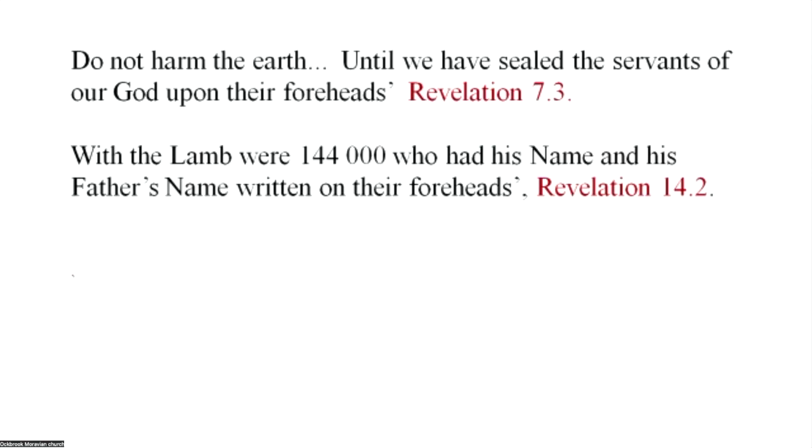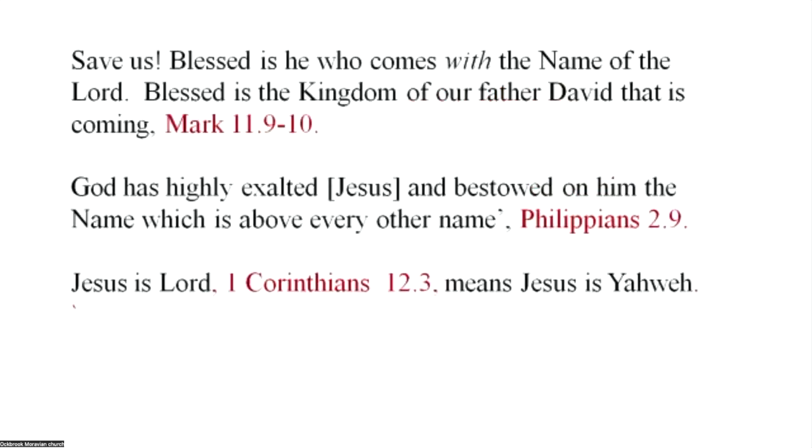Do you remember the story of the Passover and marking a sign on the lintels of the door to protect them? And the Lamb, 144,000, his name and his Father's name, because heaven and earth were one at this point, and they've got this one name, the cross, written on their foreheads.